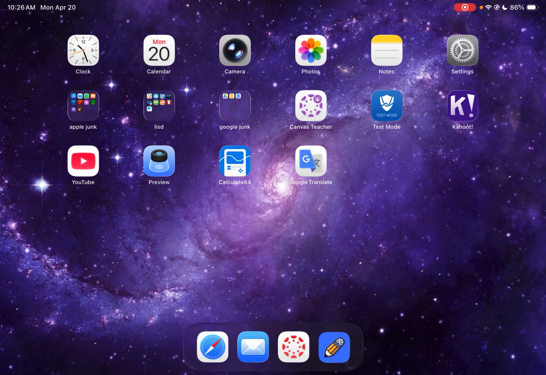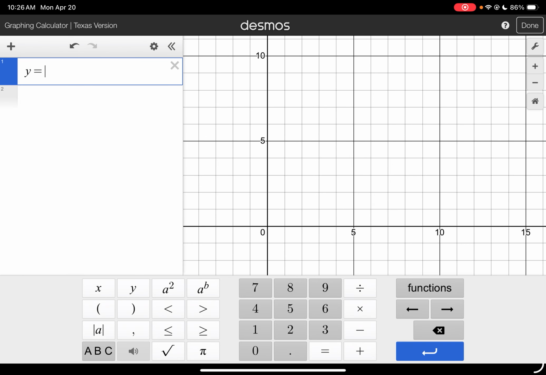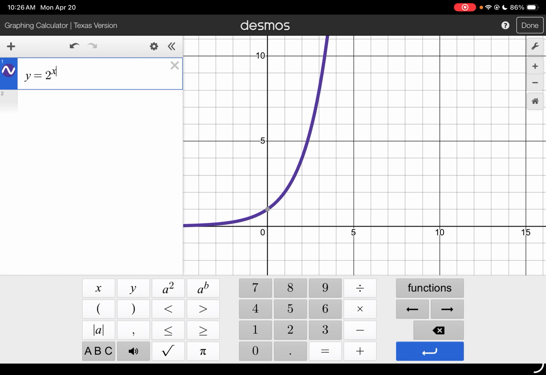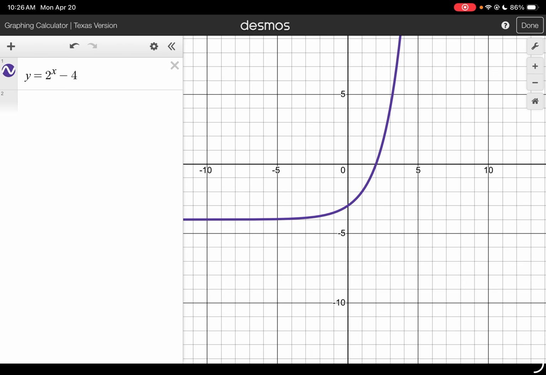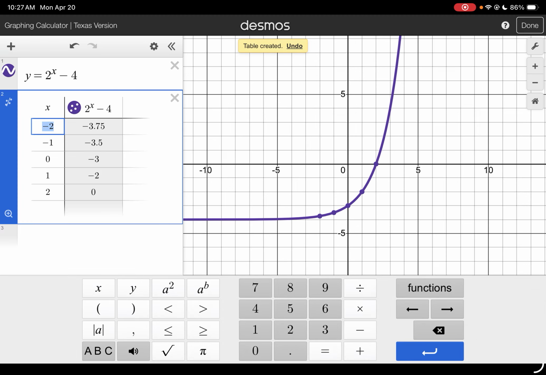I'm going to plot this into Desmos, and we're going to get a table from that so we can get some values. So y equals 2 to the power of x minus 4. And again, you can use your graphing calculator on this if you want. I'm just choosing not to because we need to learn how to use Desmos. So I'm going to create a table from this. So hit the gear, press the table, and I only need to plot 3 points.